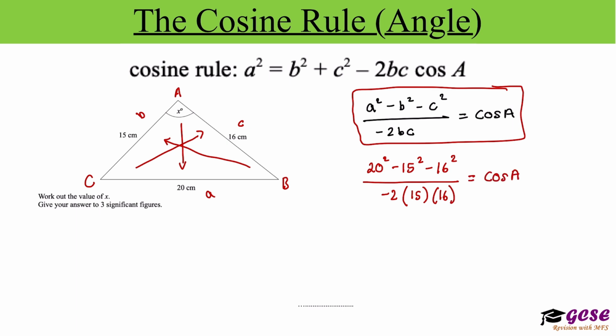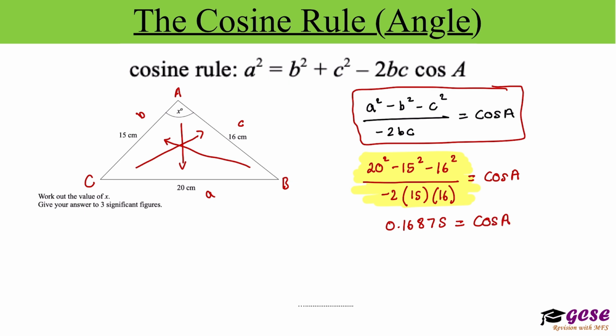Okay, so what I'm going to be doing now is I'm just going to type this into my calculator so we can get a value for cos A. Okay, so we've got 20 squared minus 15 squared minus 16 squared over minus 2, 15, 16. Okay, and that's going to give us an answer of 0.16875, and that's equal to cos A.